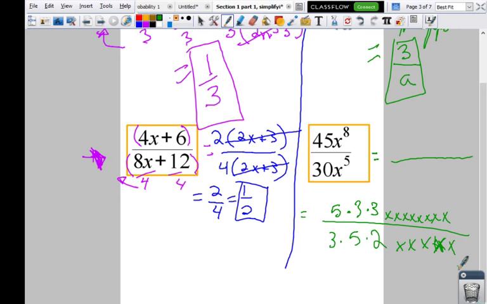All right. So Kinsey, what's going to cross out on this? 3. Yep, 3's cross out. What else? 5. 5's cross out. What else is it? How many? Come on, 5. So 5, 1, 2, 3, 4, 5.